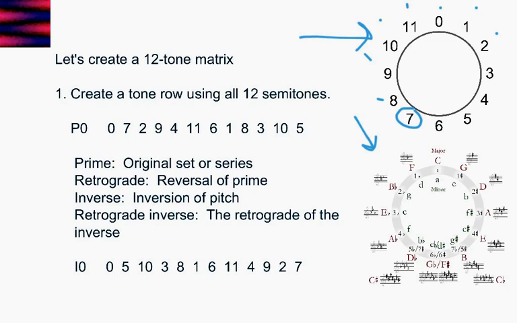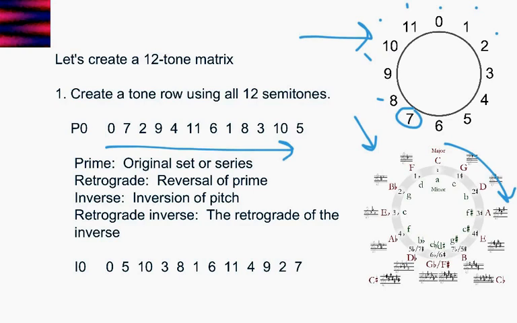You can work your way around that clock many times before you end up with all 12 tones of the perfect fifths. So why did I show the circle of fifths diagram? Because we're basically walking through C, G, D, A, E, B, F sharp, or if you want to call it G flat, D flat, A flat, E flat, B flat, F. And that's what we've done here in terms of creating this prime sequence.